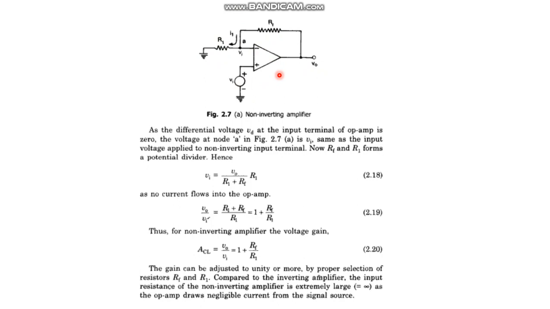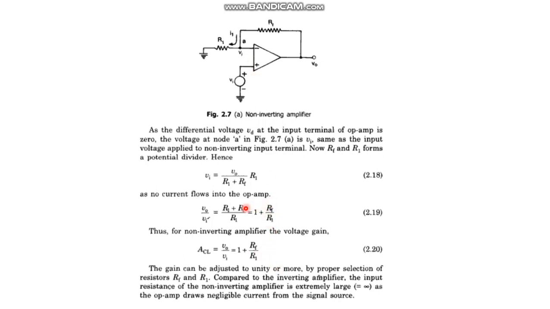that is the gain of a non-inverting amplifier. Otherwise, here also we can apply nodal analysis, that is Vn minus 0 by R1 plus Vn minus 0 by Rf plus 0, that equals 0. Using that also we can achieve the V0 to Vn ratio as 1 plus Rf by R1.